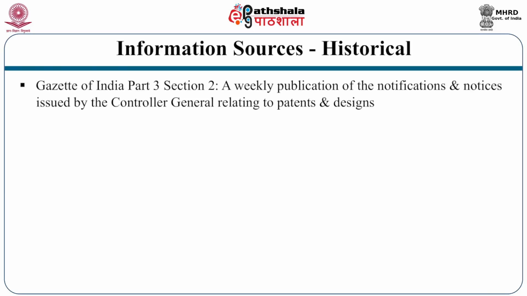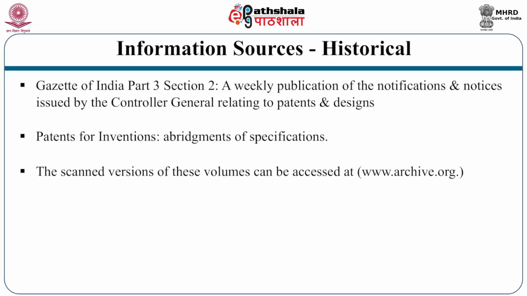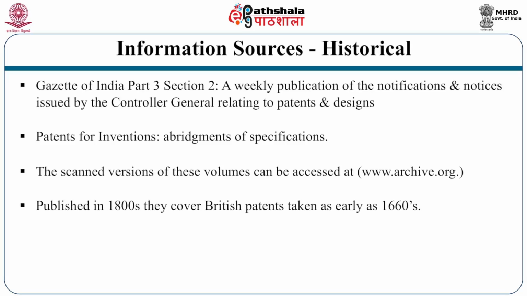First will be the Gazette of India Part 3 Section 2, which was a weekly publication brought out by the Controller General of Patents and gave all information about patent applications, patents granted, and so on. The other is Patents for Inventions, Abridgments of Specification. The scanned versions of these volumes are available on the archive.org website. These were published in the 1800s. They cover British patents from 1660 onwards.